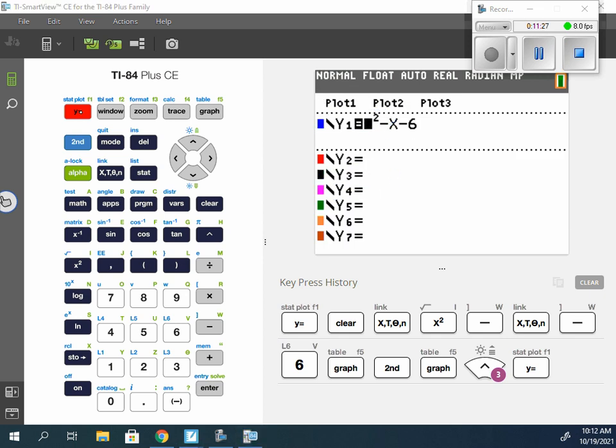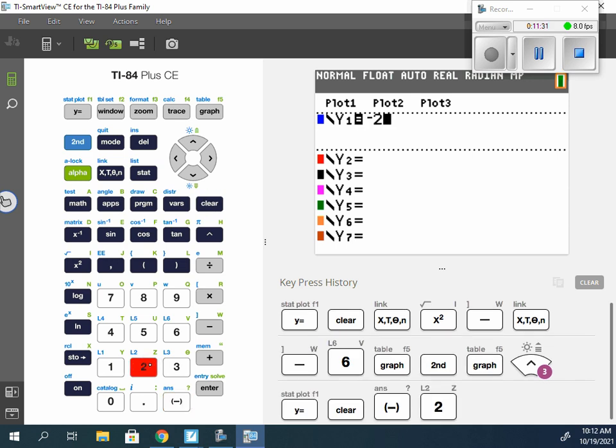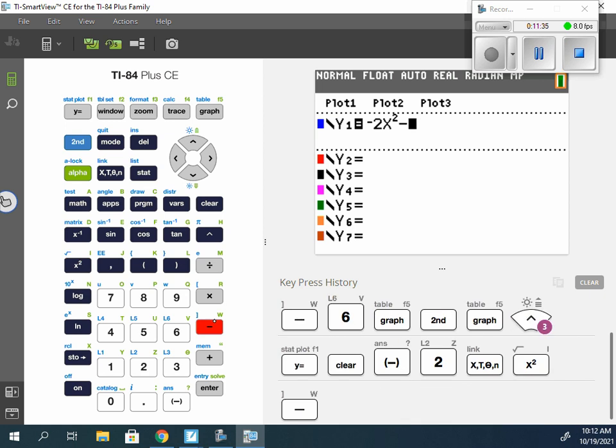So when we go back to y equals, we can clear this out and go negative 2x squared minus 4x minus 2. We typed it in and hit graph.